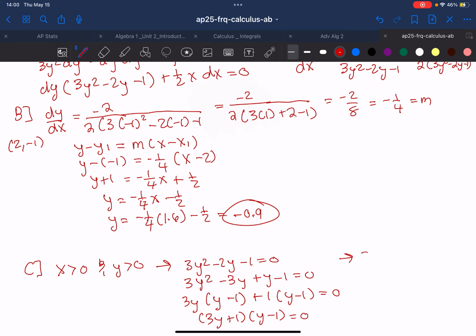Okay, this means I have 3y plus 1 equals 0, which means y is equal to negative 1/3, and y minus 1 equals 0 implies that y is equal to 1. Well, remember, we can only have our y value greater than 0 and negative 1/3 is less than 0, so that's not a possible answer, which means our only possible answer here would be y equals 1.